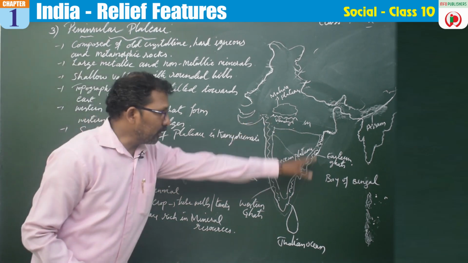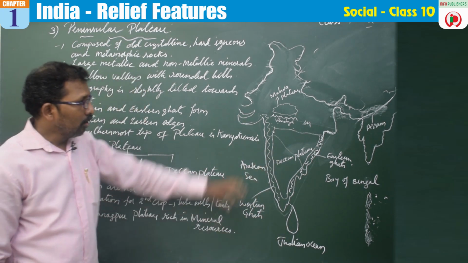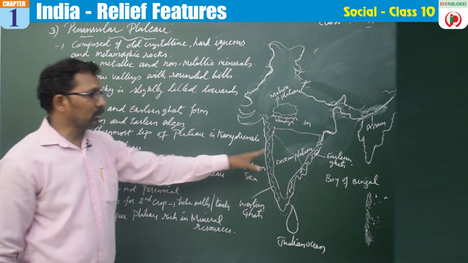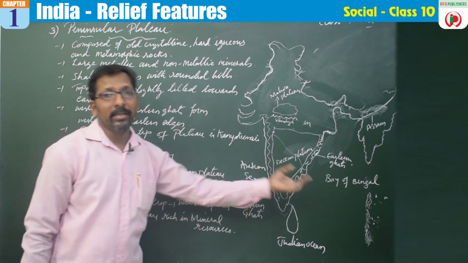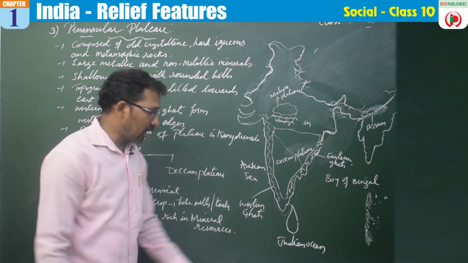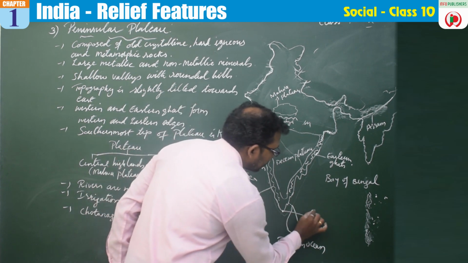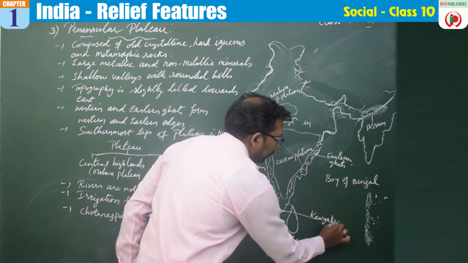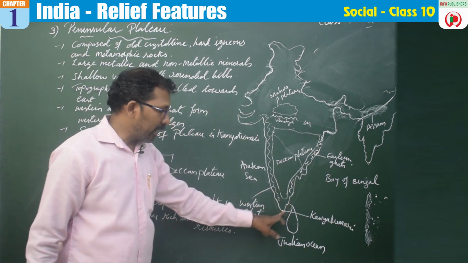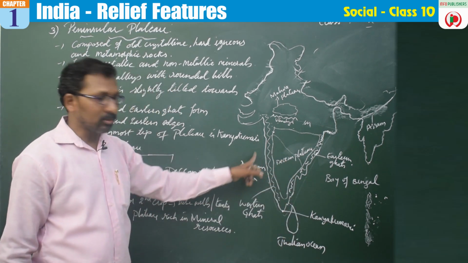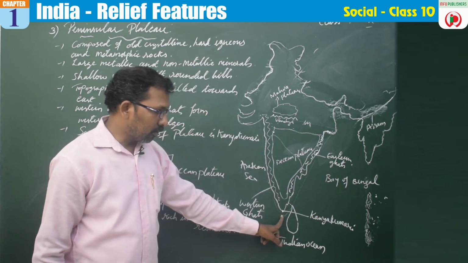And this plateau, on the east and the west, has edges. On the east, Eastern Ghats, on the west, Western Ghats. We can see the boundaries of the Peninsular Plateau are the Western Ghats and Eastern Ghats, and the southern tip of the Peninsular Plateau is Kanyakumari. The western edge, Western Ghats, the eastern edge, Eastern Ghats, and the southern tip of India is Kanyakumari.